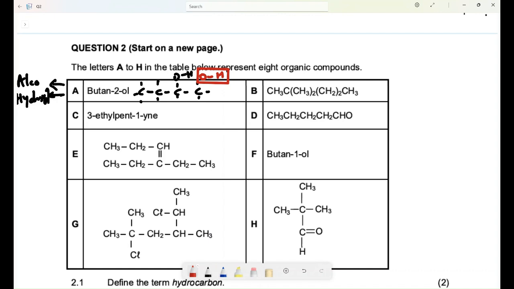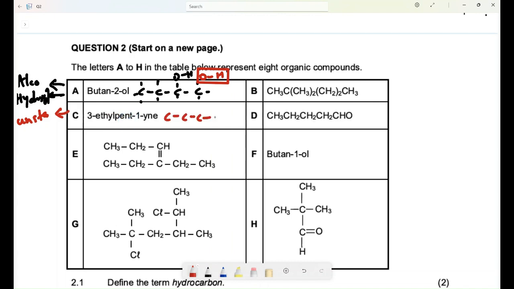3-ethylpent-1-yne. This is the aldehyde. Sorry, I'm lying. The alkyne, right? This is the alkyne, and I know it is unsaturated. It has triple bonds, right? Now, how do I draw this? Pent means what? 3. Okay, so it is 3-ethyl. Sorry, pent is 5. I'm lying. Pent is 5.